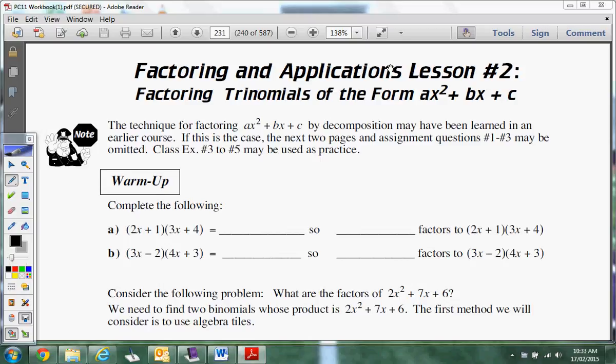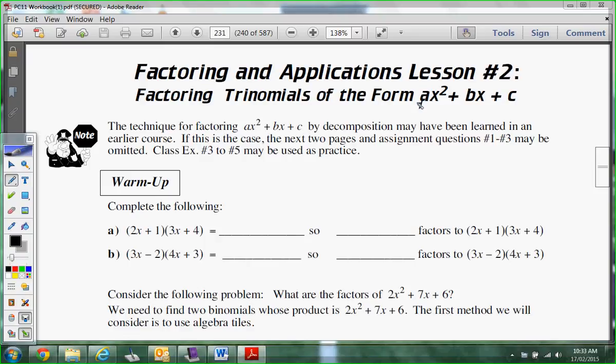Unit 2, Lesson 2. Now factoring trinomials in the form of ax squared plus bx plus c. So today we're focusing on the a. Okay, the a is not 1 today. So that's the issue now. The a is going to have a 2, a 3, maybe a 5. Okay, something there in front.